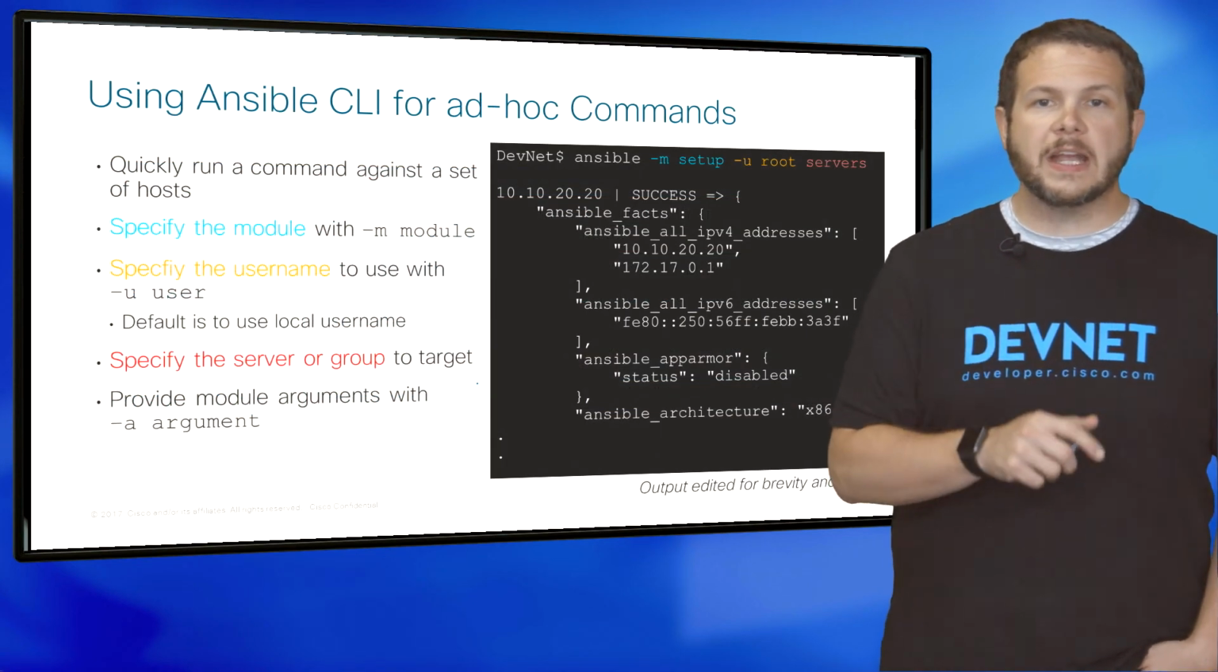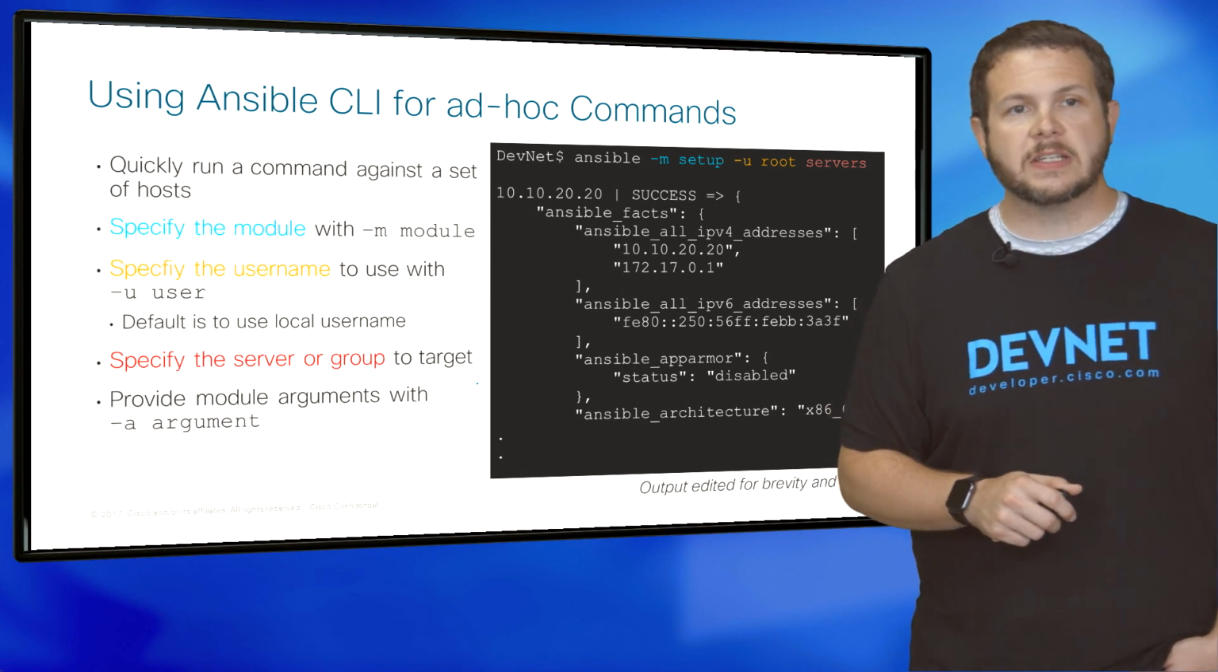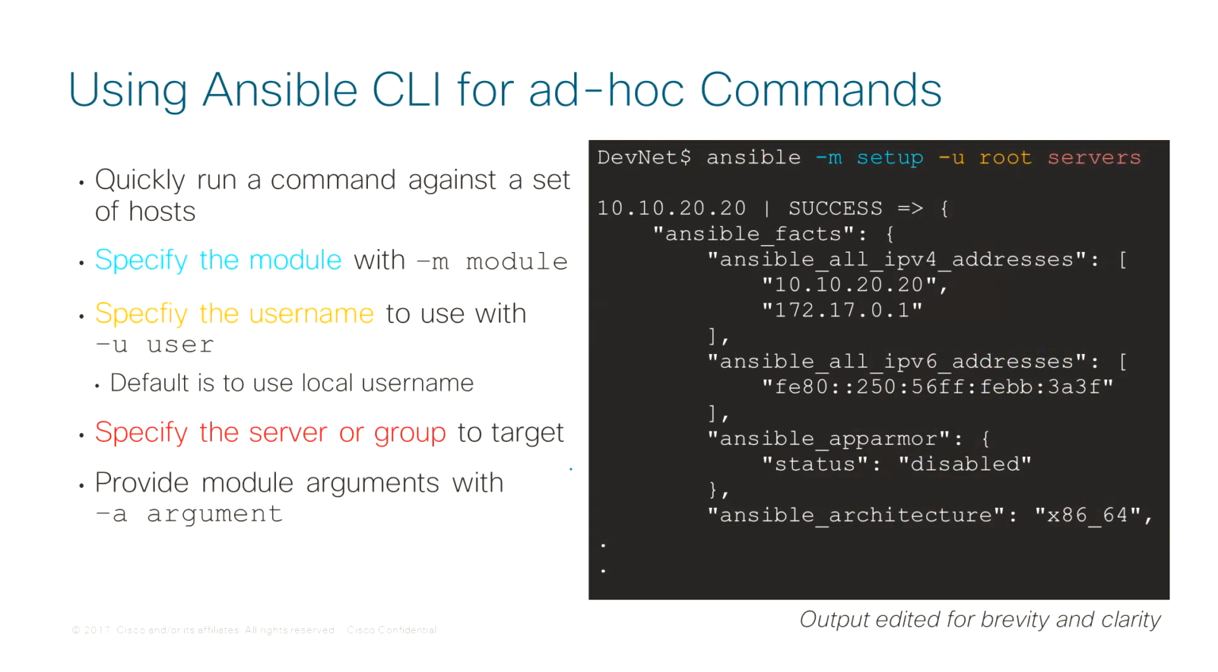Now, if we want to use the Ansible CLI for ad hoc commands, here's an example of how we would dive through it. Again, the Ansible CLI would be leveraged to run an ad hoc command against it, so we can see that we're using Ansible at the command line. The first bit of information we have to specify is which Ansible module we want to use. In this case, we're using the default setup module that Ansible comes with, which actually just gathers all of the facts and information about the host that it targets.